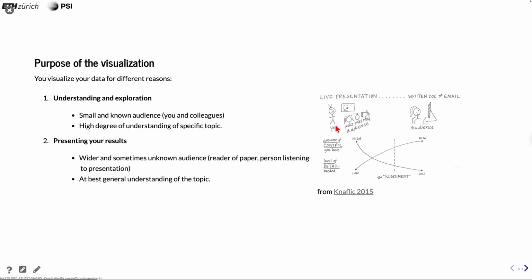And here is a graph from the book by Knaflick, and it actually gives you a pretty good idea. So if you have a live presentation, you have a lot of control. You can interact with your audience, and then you don't need a high level of detail. But as soon as you have a written document or email, then you lose your whole control, and then you have to describe what you're doing in a good way. It has to be clear what the plot is saying.